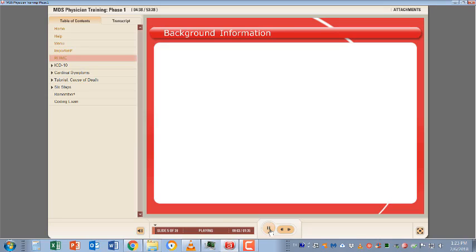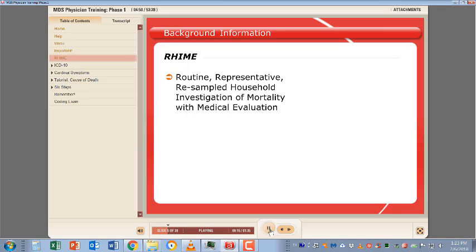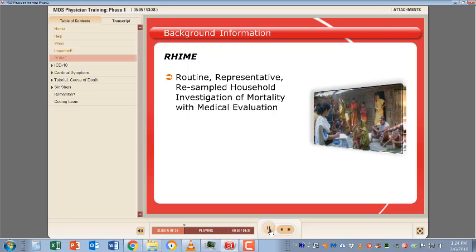Your job as coder will be to review verbal autopsy records and assign them a cause of death or COD code. These records come from a method called RIME or Routine Representative, resampled household investigation of mortality with medical evaluation. RIME involves a household assessment of the train of events and circumstances throughout the course of illness leading to an individual's death. This is achieved through an interview of those close to the deceased conducted by non-medical field staff.